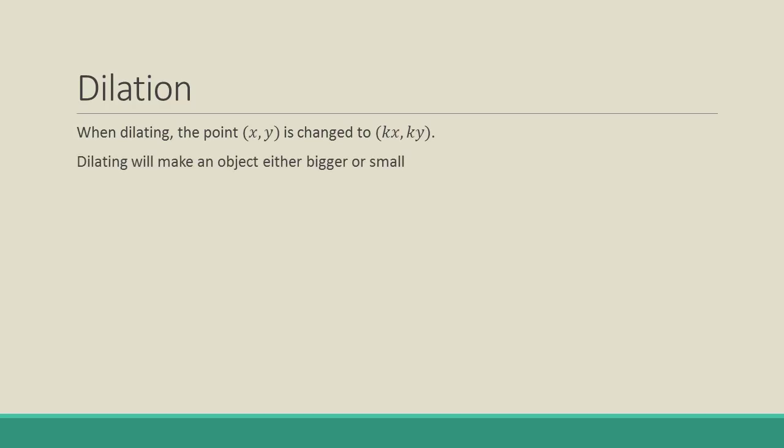Next, we have a dilation. And so in dilating, the point (x, y) is changed to (kx, ky). And what happens with the dilation is that it makes an object either bigger or smaller. And so you'll either start with a big shape and get a smaller one, or you'll start with a small shape and get a bigger one.